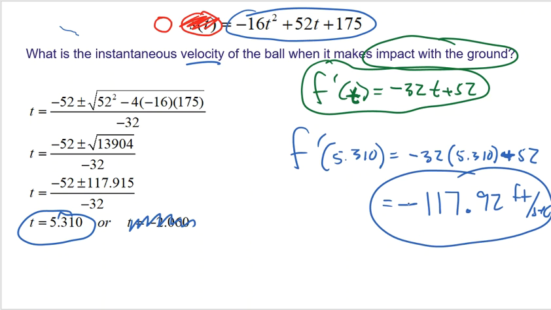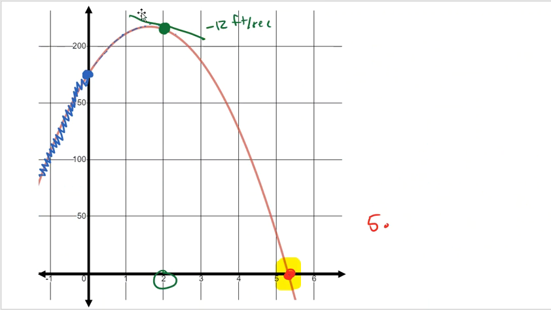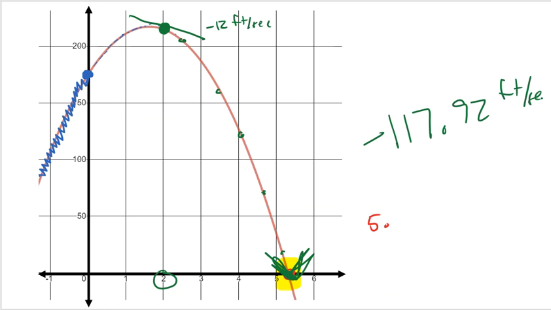And it's moving pretty quick because of gravity. When you throw something up, the reason why it comes down is because of gravity. And as that ball starts to come down, down and down, it's picking up speed, it's picking up velocity. And when that ball crashes and makes impact with the ground, it was traveling at a negative 117.92 feet per second.